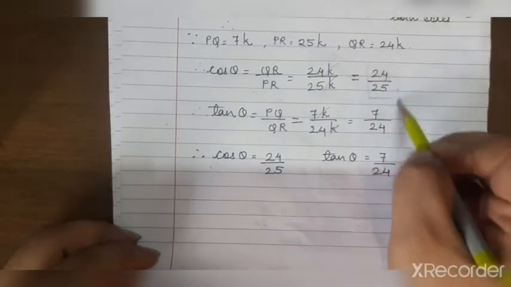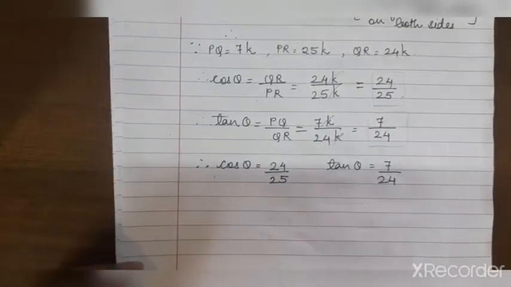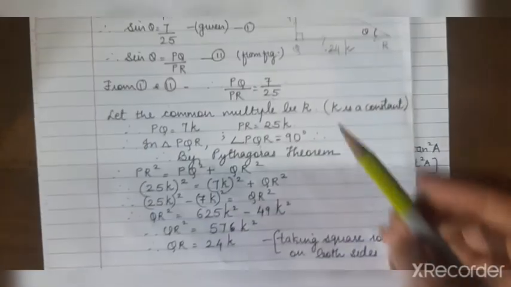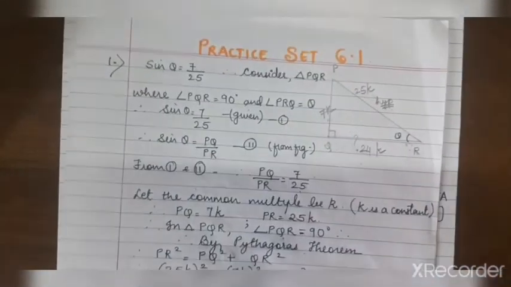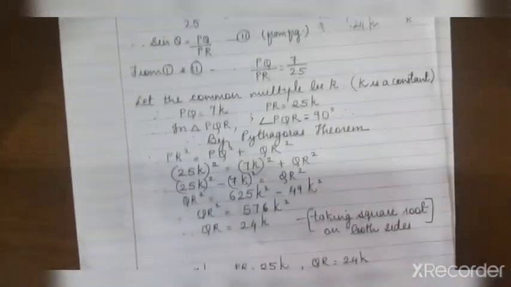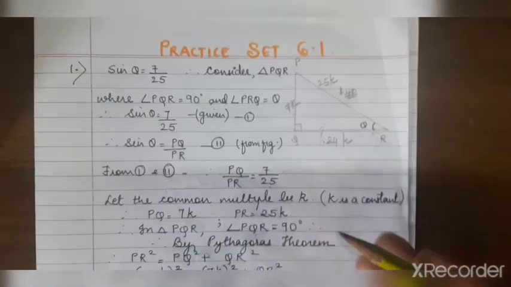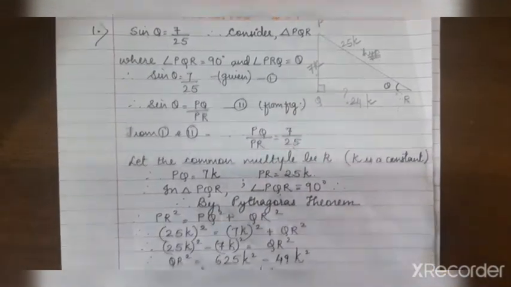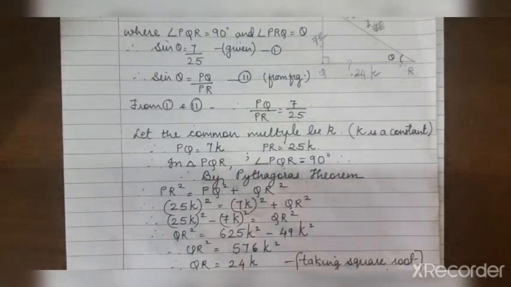So these are the ratios. This is the second method of solving, the k method, where we need to take the triangle. It's your choice whether you want to solve by this method or by the earlier method where we use the identity. Okay.